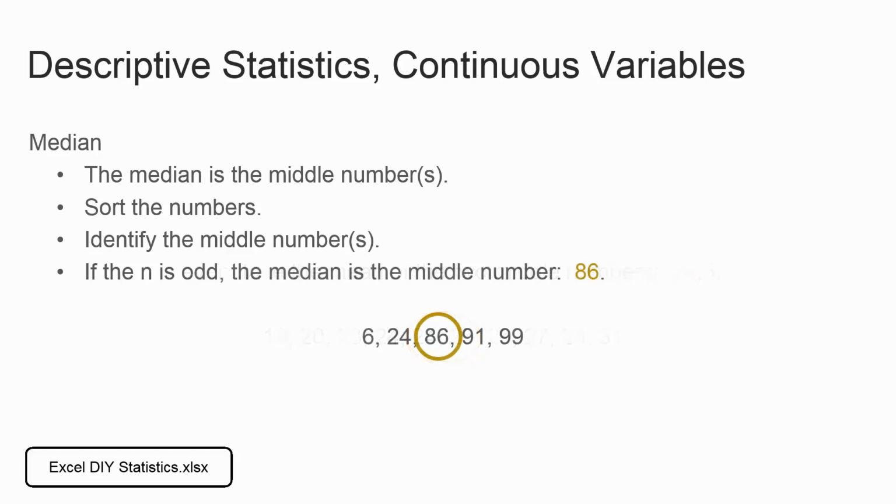If the n is odd, there'll be only 1 number in the middle. In this case, the median is 86. Notice that since the median represents the middle figure, half of the data in the variable is less than the median, 6 and 24, and half of the data is greater than the median, 91 and 99.